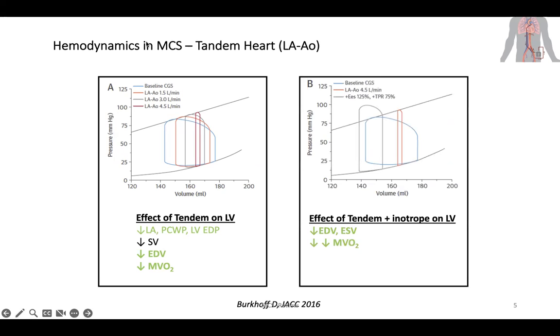If you add some inotrope on a patient on TandemHeart, you're going to shift the curve again toward the left, and you're going to increase the end systolic pressure and decrease the end diastolic pressure even more, and you're going to increase the stroke volume compared to no inotrope support. And in theory, you're going to have an even more positive effect in terms of LV dysfunction.